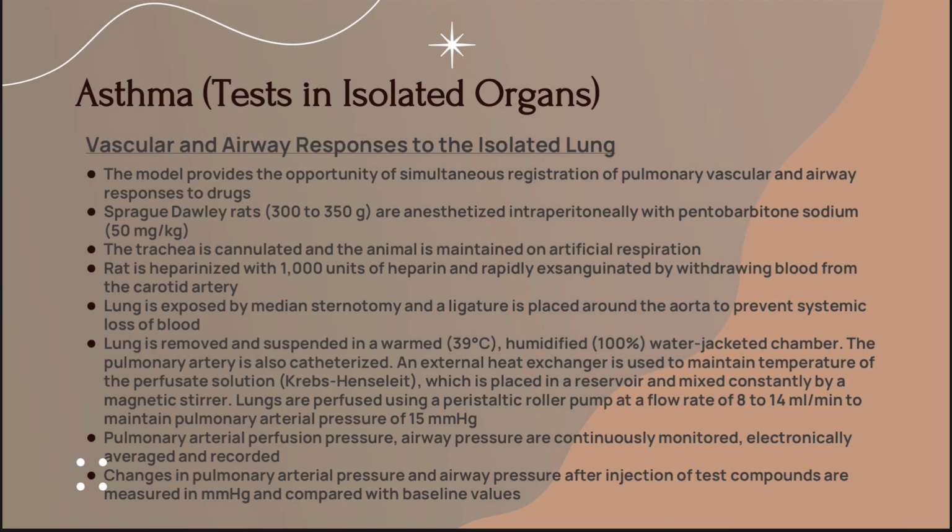Now testing the vascular and the airway responses of the isolated lungs. This model provides the opportunity of simultaneous registration of pulmonary vascular and airway responses of the lungs. In this we use Sprague Dawley rats, 300 to 350 gram in weight, anesthetized intraperitoneally with phenobarbital sodium, 50 milligram per kg. Then the trachea is cannulated and the animal is maintained on artificial respiration. Then the rat is heparinized with 1000 units of heparin and rapidly exsanguinated by withdrawing the blood from the carotid artery.